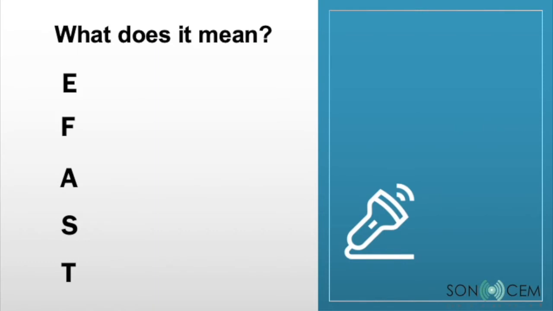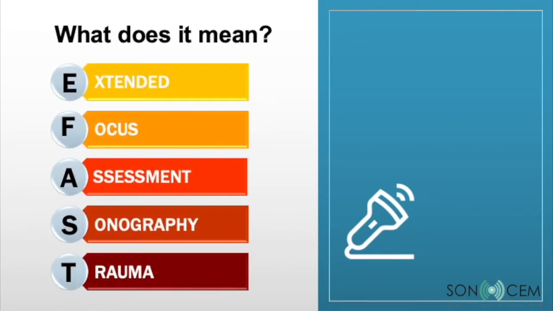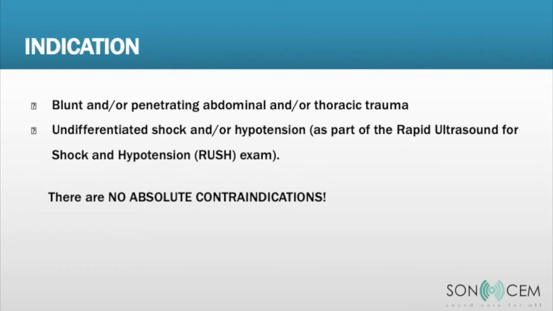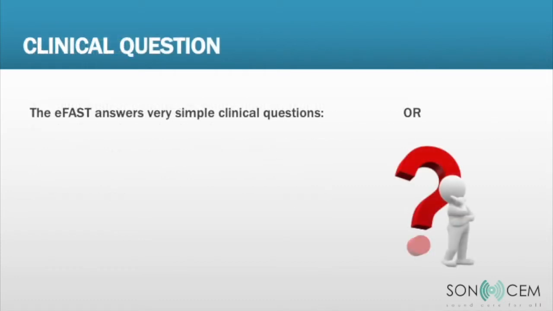EFAST stands for Extended Focused Assessment with Sonography in Trauma. EFAST is performed in blunt or penetrating abdominal or thoracic trauma, and it is also performed in undifferentiated shock as a part of the RUSH protocol. There is no absolute contraindication for EFAST. So basically, EFAST answers very simple clinical questions, either yes or no.